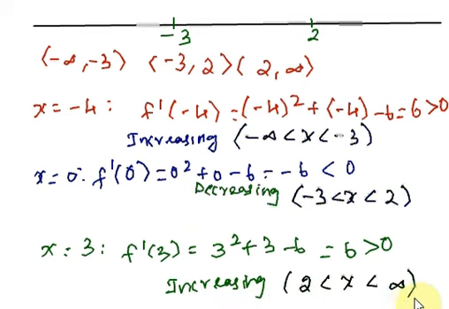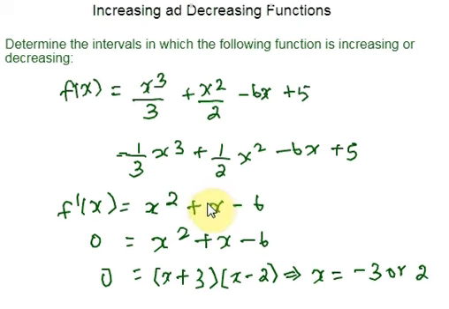Hope you are clear with this example. So take the derivative of the function, find the critical values. I mean solve for f'(x) equal to 0. So these will give us our intervals. Now choose a value that lies in each of those intervals and plug them into the derivative. If the value is positive, then the interval is increasing. If the value is negative, then the interval is decreasing. So this is all about increasing and decreasing functions.